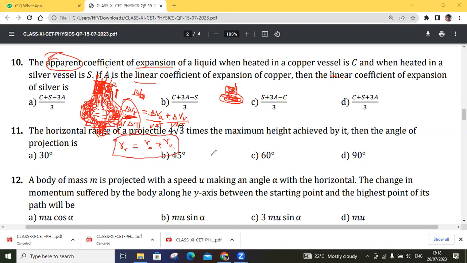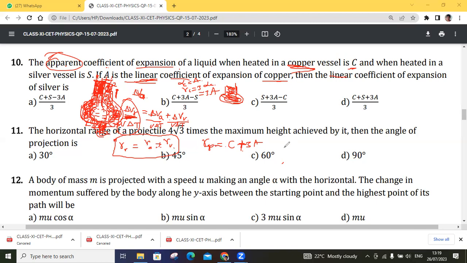This is the concept. Now if you apply it to this question, when heated in the copper vessel, the apparent coefficient of expansion is C. So that is apparent, right? So this is C plus gamma V, gamma of the vessel, the copper vessel. For the copper vessel, the linear coefficient of expansion, alpha of copper, is A. So gamma of copper will be 3 alpha, that is 3A. So this will be C plus 3A, which is equal to gamma R.